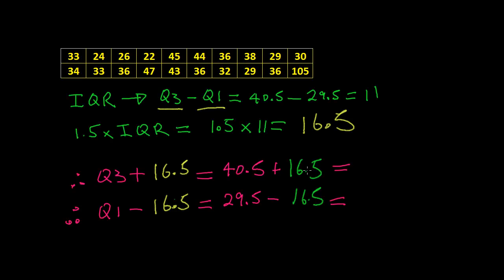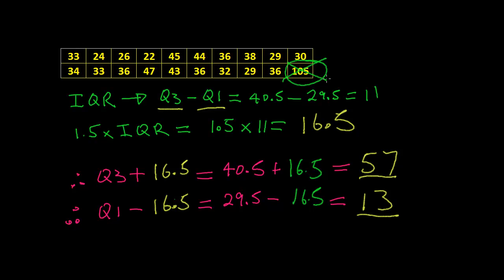So if we go 40.5 add 16.5, we get 57. And then 29.5 take 16.5 gives us 13. So any numbers larger than 57 is an outlier, and any numbers smaller than 13 is an outlier. When we go back and look through our data, there's no numbers less than 13, but there is one number here which is 105, which is obviously above 57. So we can legitimately take that out of our data and therefore recalculate.